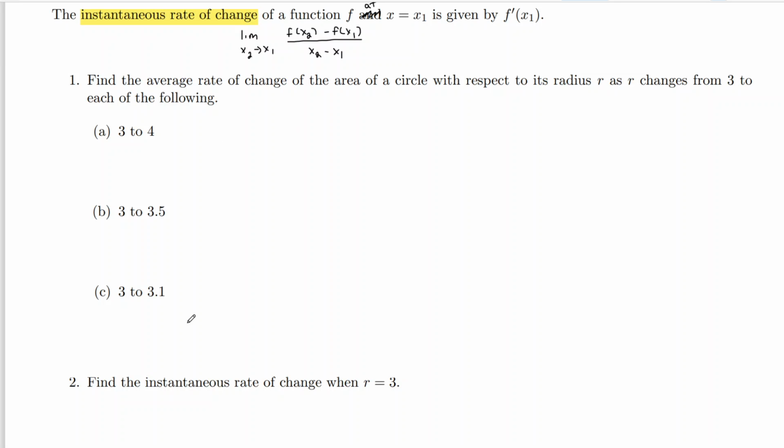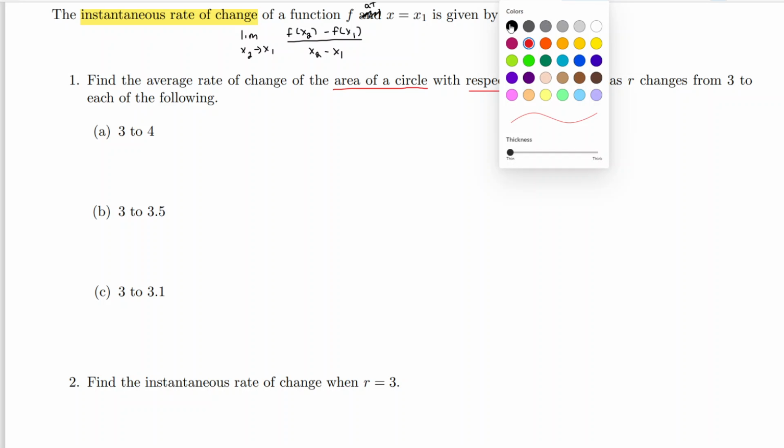And you can see this first one here, there is no formula written in the problem. It says, find the average rate of change of the area of a circle with respect to its radius, r, as r changes from each of the following. So you'll notice they all start at 3: 3 to 4, 3 to 3.5, 3 to 3.1. And then at the end, we want to find the instantaneous rate of change when r equals 3, so the derivative.